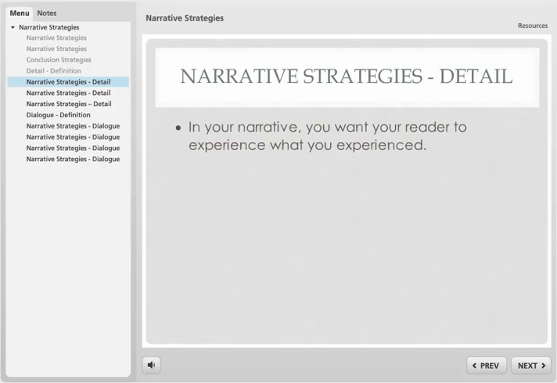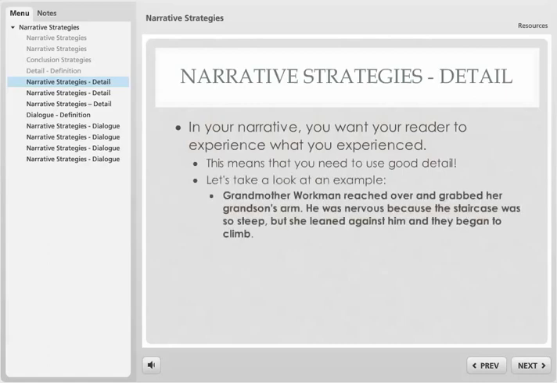In a narrative, our goal is to help our reader to experience what we experienced. This means that we want to incorporate good detail. Good detail will help to paint a picture in our reader's mind, which can help them to put themselves in our shoes and get into our story. Let's take a look at an example of incorporating detail.